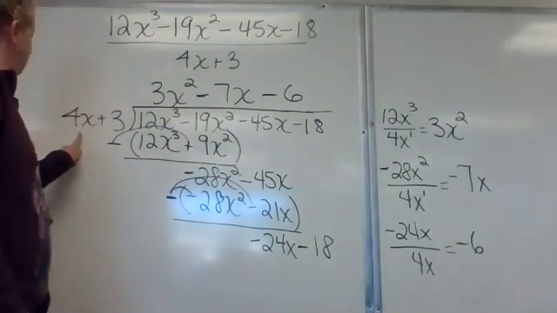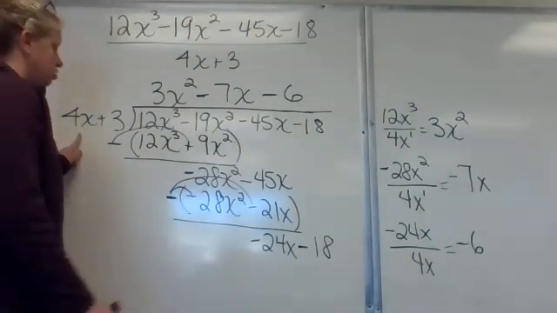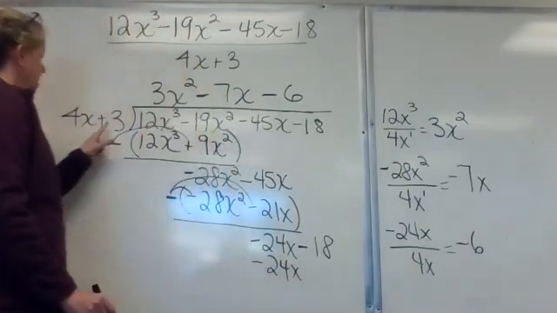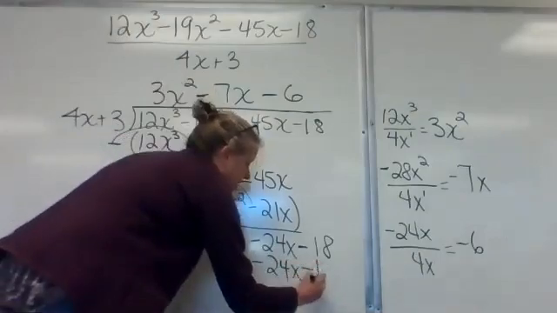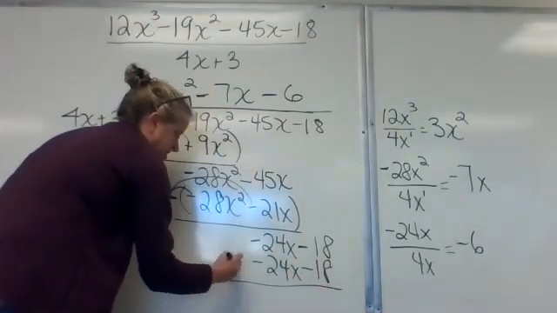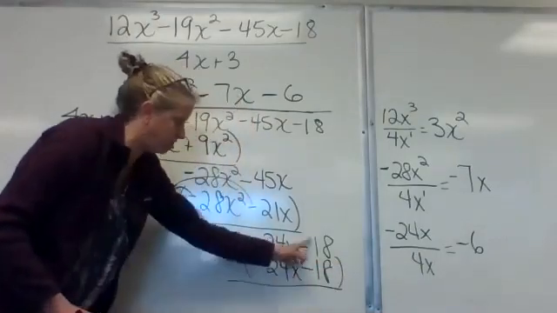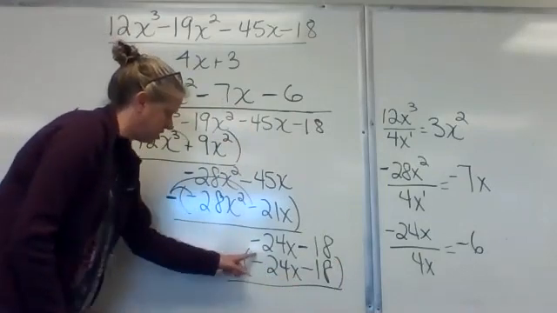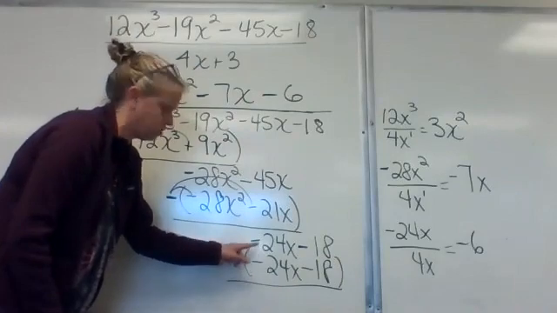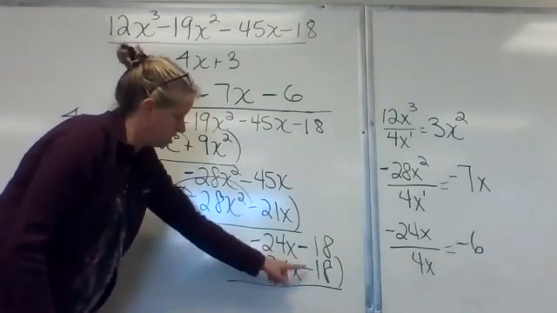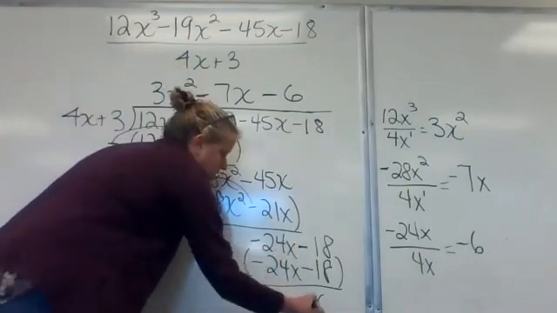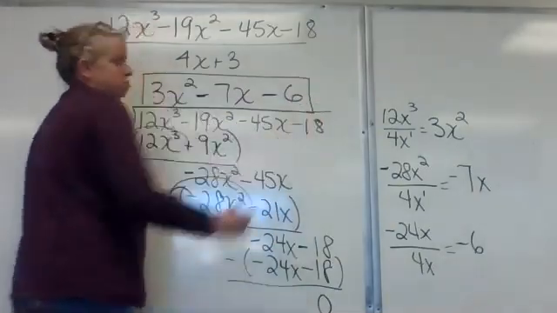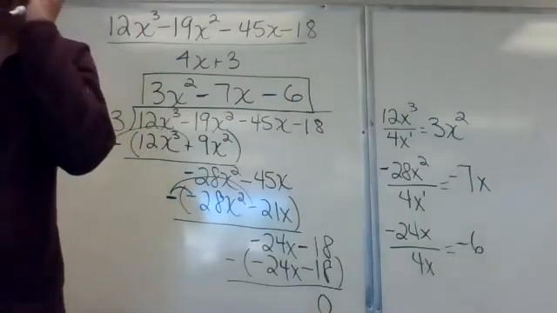-6 times +4 gives me -24x. -6 times +3 is -18. If I subtract that, again, if these are both exactly the same, that just means there's not going to be a remainder. So this minus turns that to plus 24x, which knocks that one out. This minus turns this into plus 18, which just knocks that one out. So there is no remainder, which means that is your answer.